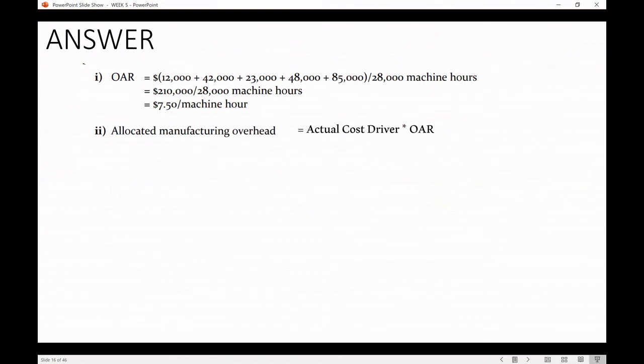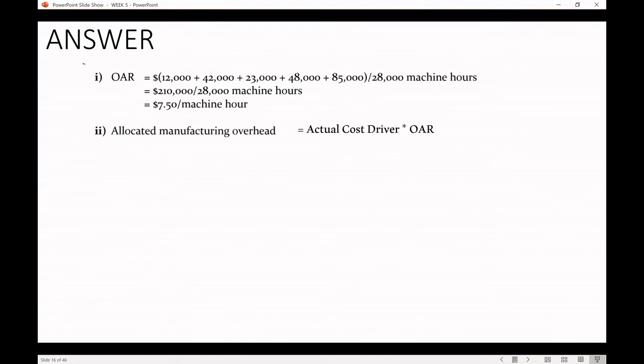So how do we find allocated manufacturing overhead? That's another name for it. Applied manufacturing overhead, budgeted manufacturing overhead. Those are all the names you can refer to it as. And how we find that is we say the actual units of the cost driver, and our cost driver was what?